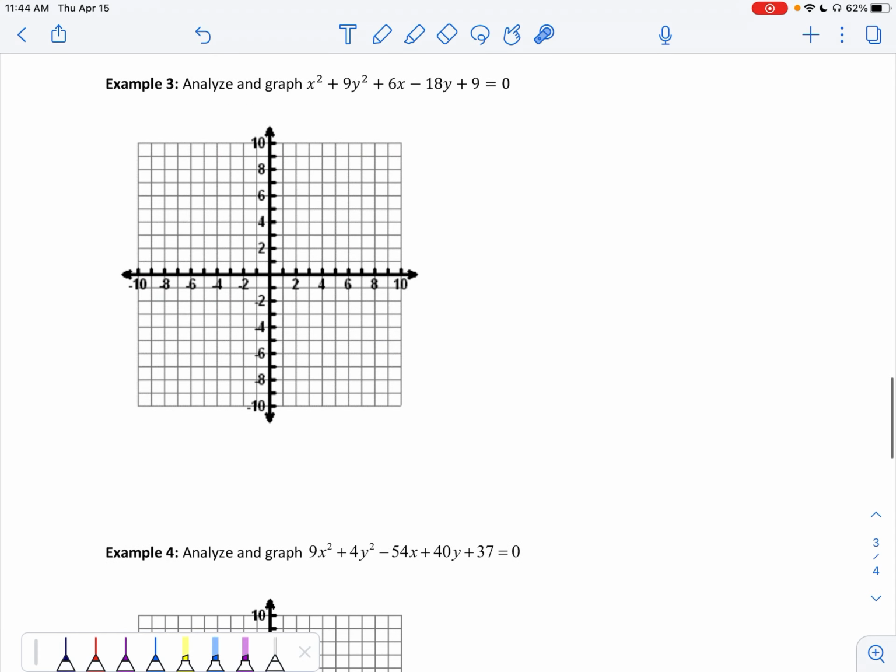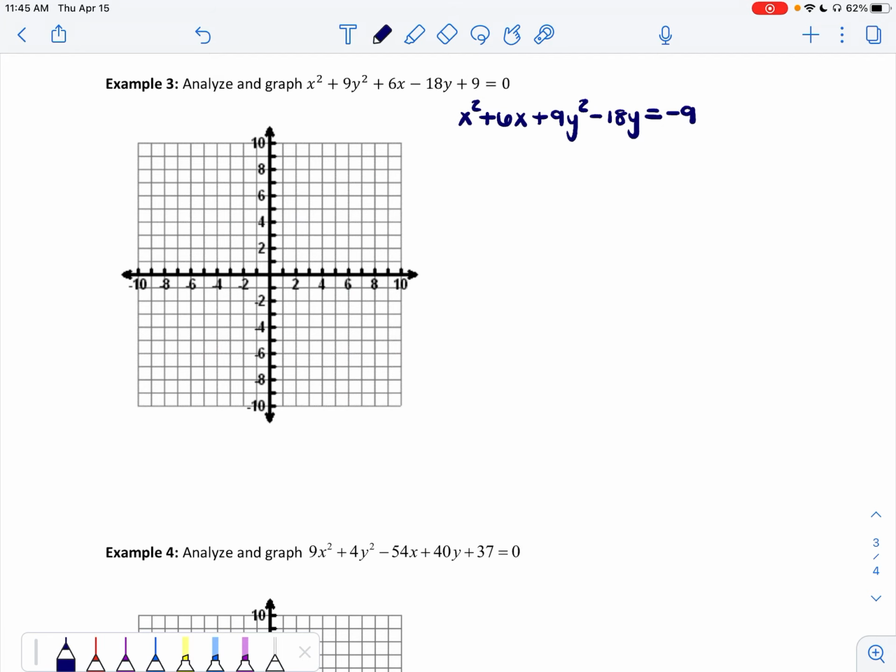So in order to complete the square, we're going to want to start by rearranging the equation. So we're going to group our x terms together, we're going to group our y terms together, and we're going to move any constant terms over to the other side just to get them out of the way. So I'm going to start by rearranging here. So x squared plus 6x plus 9y squared minus 18y is equal to negative 9. So again, group our x's, group our y's, move the constant over to the other side, okay?